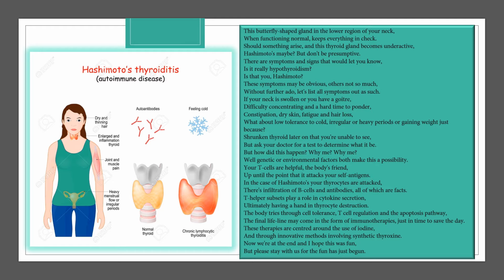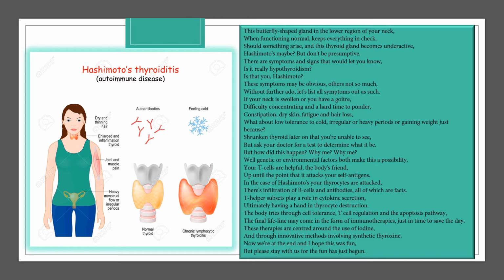Why me? Why me? Well, genetic or environmental factors both make this a possibility. Your T cells are helpful, the body's friend, up until the point that they attack your self-antigens. In the case of Hashimoto's, your thyrocytes are attacked. There's infiltration of B cells and antibodies, all of which are facts. The helper subsets play a role in cytokine secretion, ultimately having a hand in thyrocyte destruction.